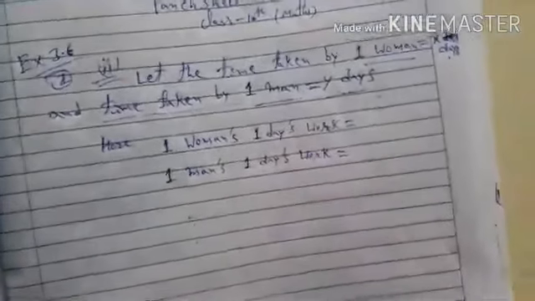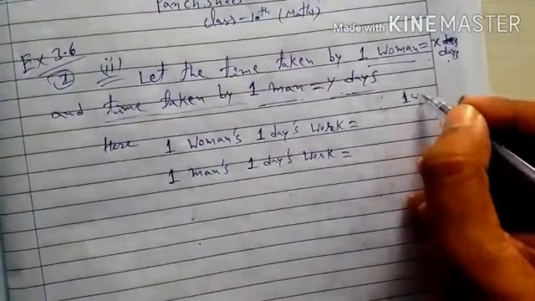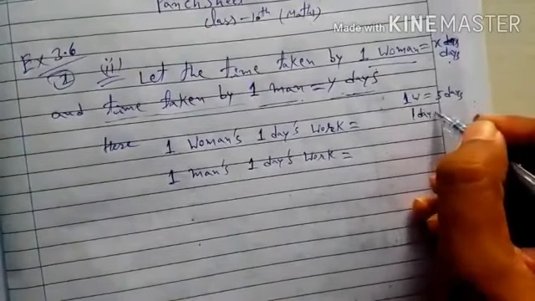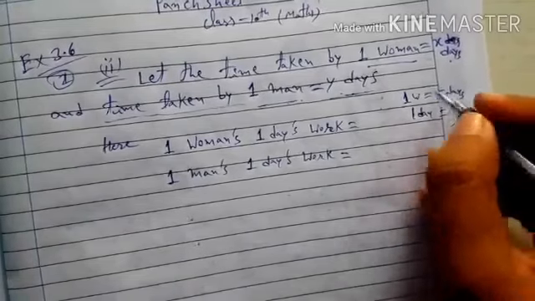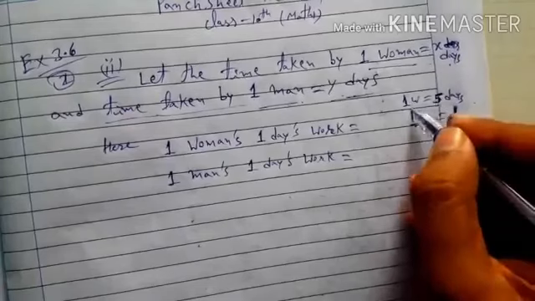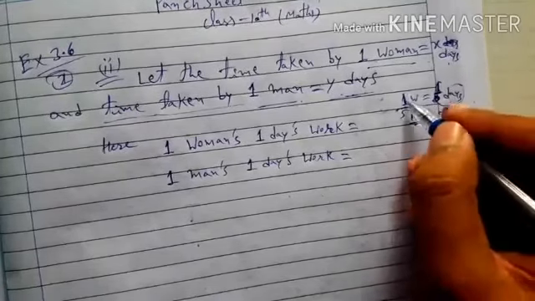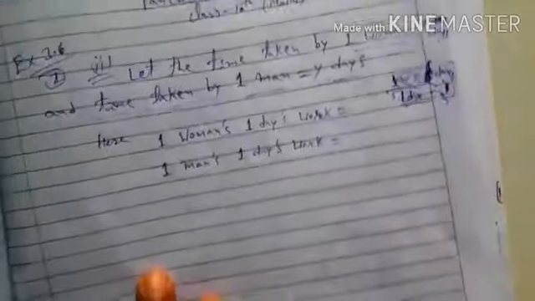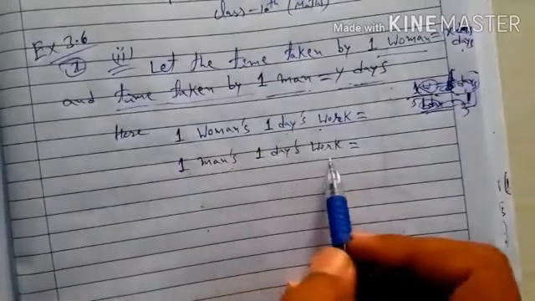Okay, and here we know that if one woman completes the work in 5 days, then her 1 day work is 1 by 5, because the total work, which is one, is completed in 5 days. So 1 day's work is 1 by 5. Here we find the work done by one woman in one day and by one man in one day.